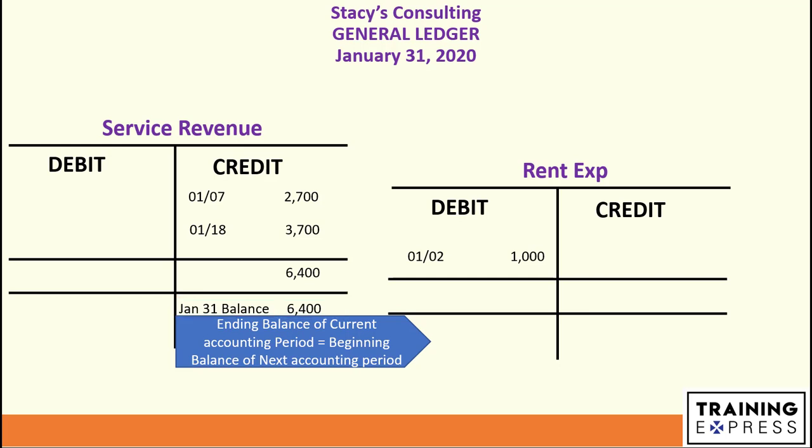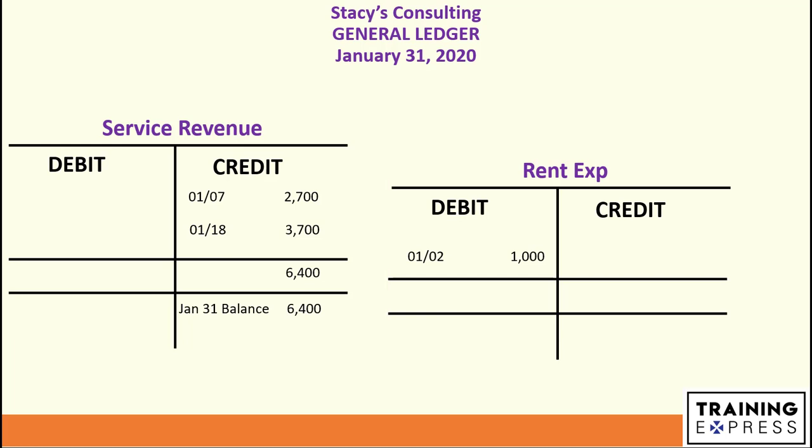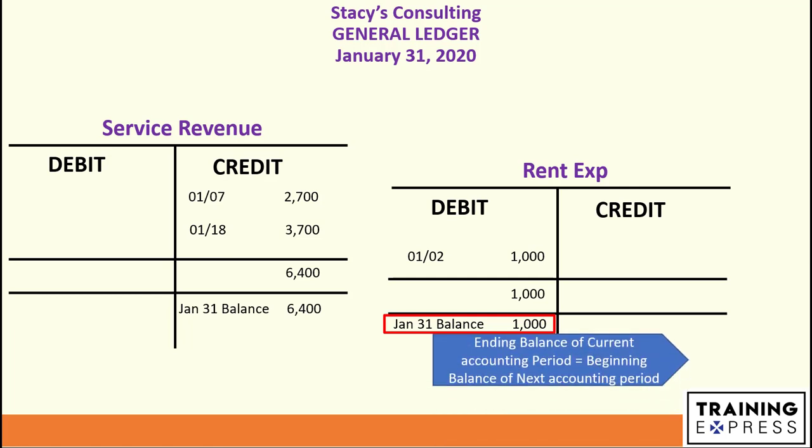Now let's move on to the rent expense account. You can see on the debit side there is only one transaction, and on the credit side there is no transaction. So if we total the debit side, it will be $1,000. And because it is a debit balance, which means debit side is greater than the credit side, we will write it on the debit side. So let's write down the balance on the debit side. So January 31 balance is $1,000. And again, ending balance of one accounting period will become the beginning balance for the next accounting period.